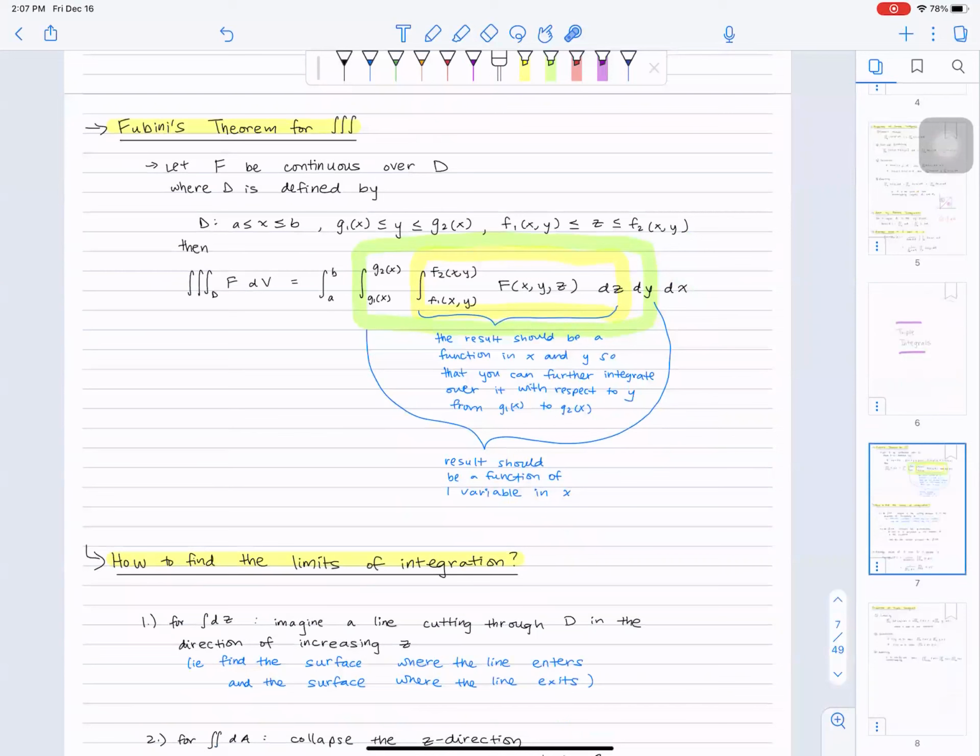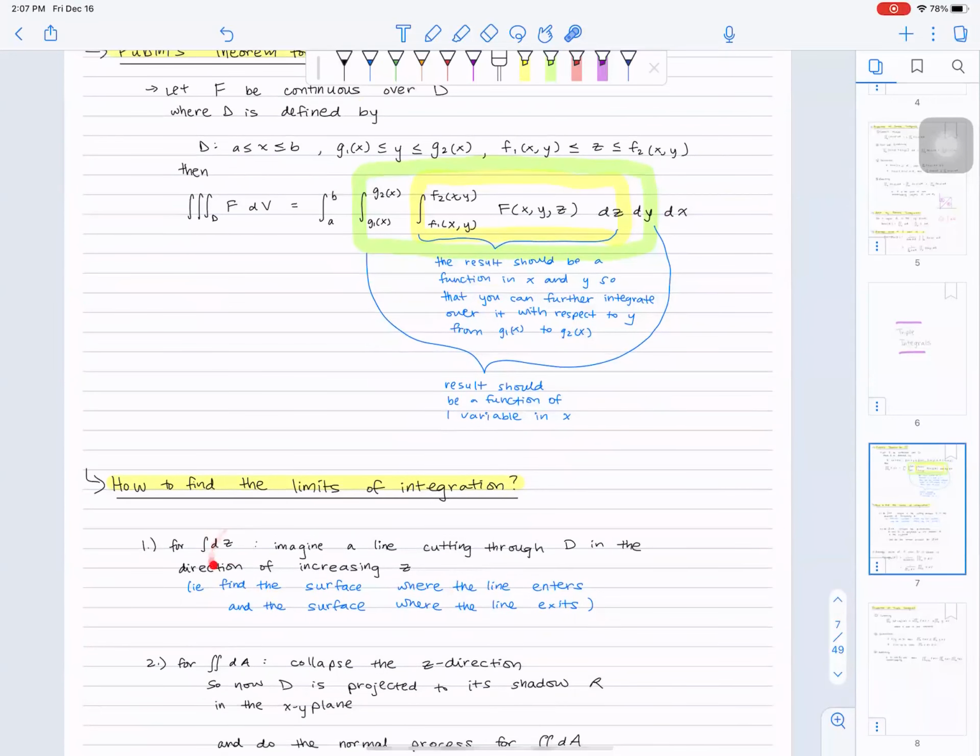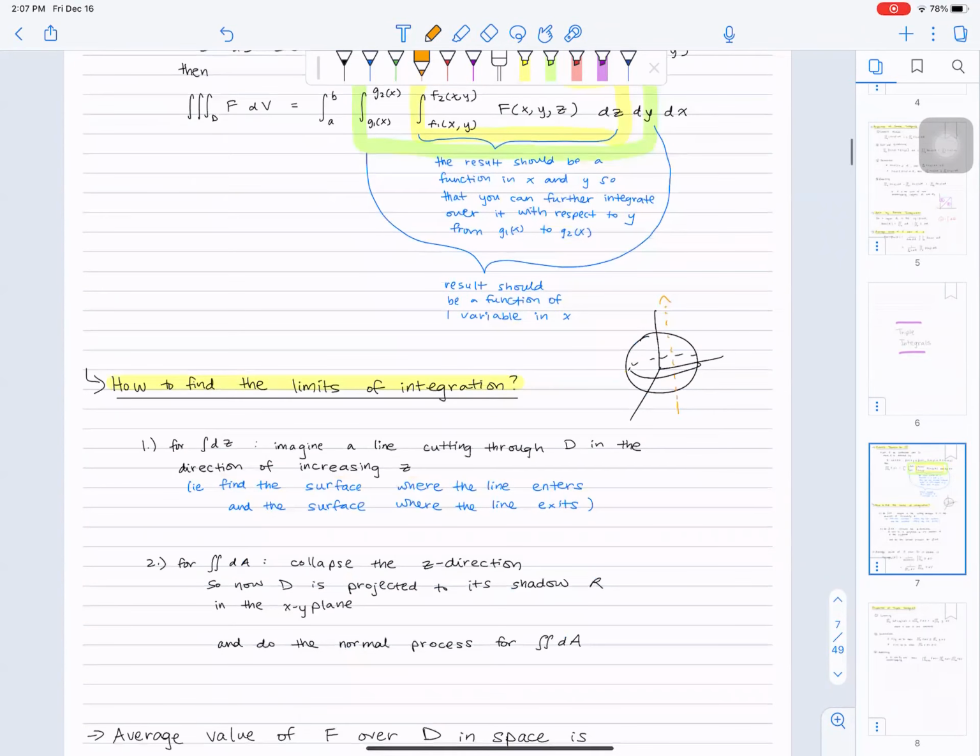Okay, and how do we find the bounds for triple integration? Well, we follow a process. Usually we start with z first. For z, we have some 3D shape. For example, say we have a sphere. You imagine cutting a line through your object in the direction of increasing z. So I draw a line in the increasing z direction and I see what surface it enters through first. It enters through this bottom hemisphere surface, and then it exits through the top hemisphere surface. So those would be our bounds for z.